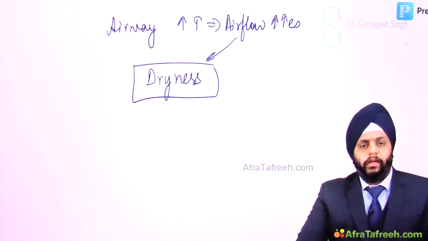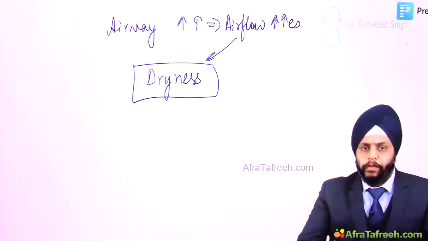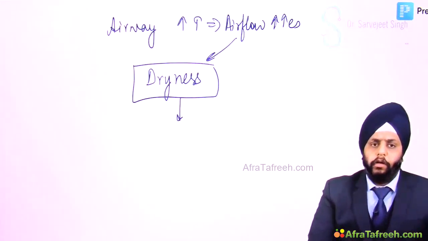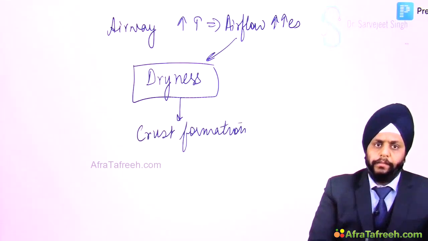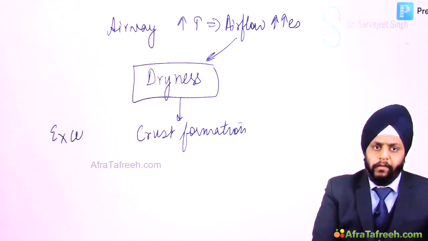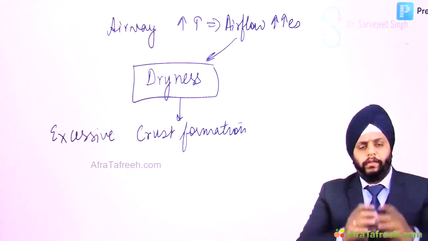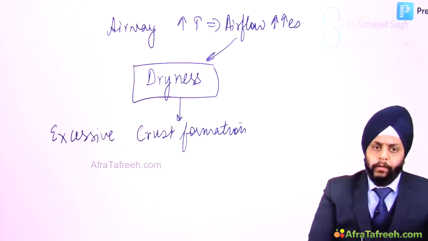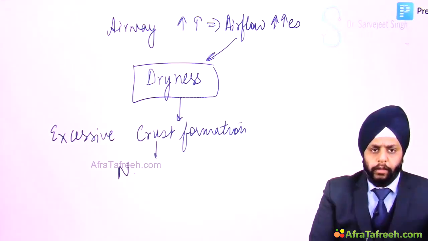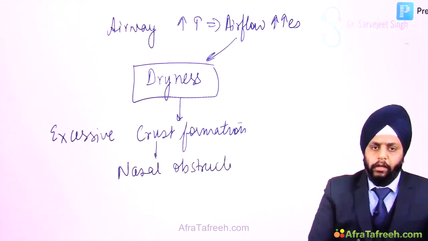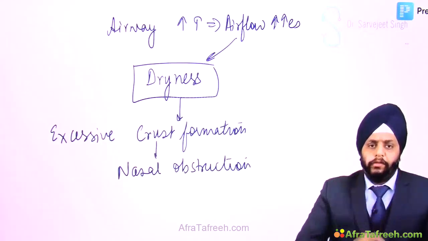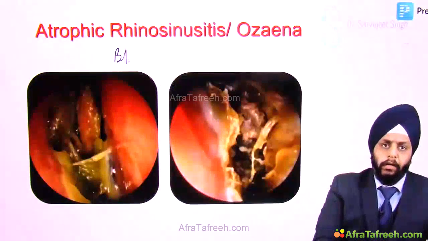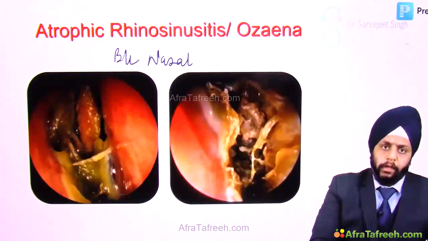The patient has dryness. Now what will happen because of this dryness? This dryness will cause crust formation in the nose. The patient will have excessive crusting in the nose. And what will this crust do? It will cause nasal obstruction. So how will the patient present to you? The patient presents with bilateral nasal obstruction.